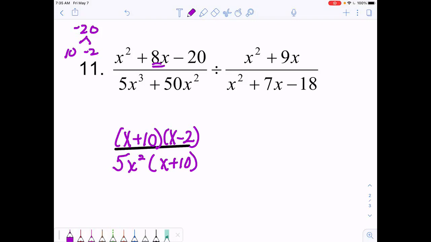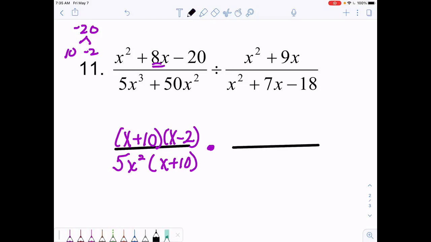The next one, you're dividing. And we just said when you divide, you're really multiplying by the reciprocal. Whether it's written as one fraction divided by a fraction underneath, or these two fractions divided listed horizontally. So this becomes multiplication.